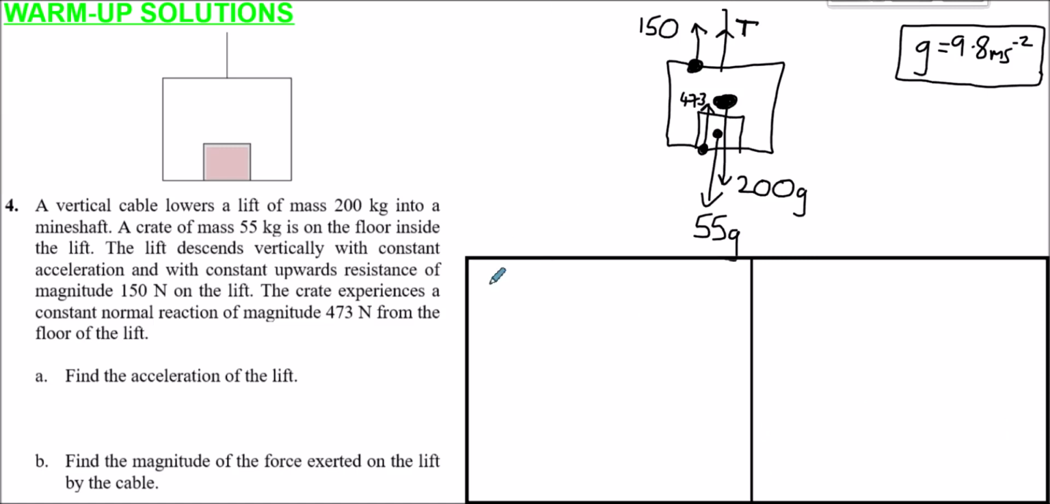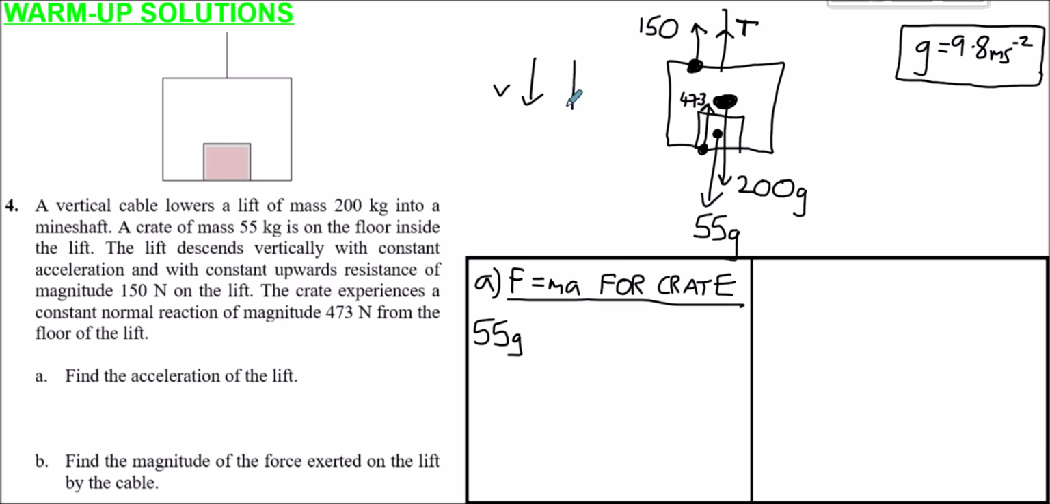Okay, so considering Newton's second law, we think about F equals ma for the crate. So the resultant force acting downwards on the crate is going to be 55G, which is its weight, minus any forces acting in the opposite direction. So going down is 55G. I'll just label in here. The direction of motion is downwards, as is the acceleration.